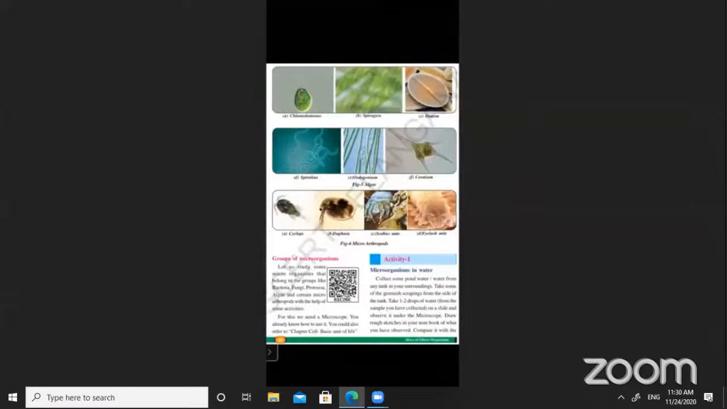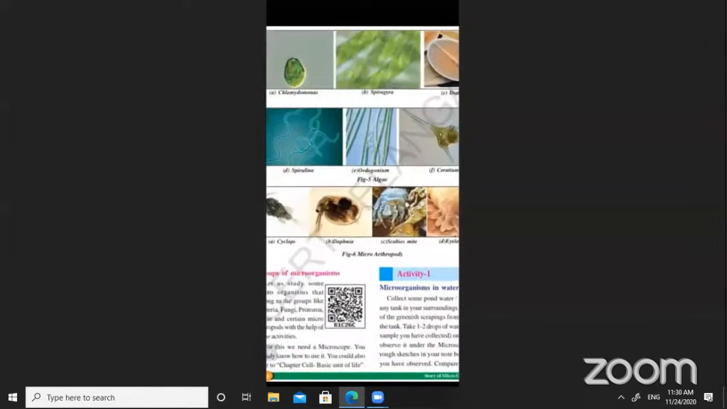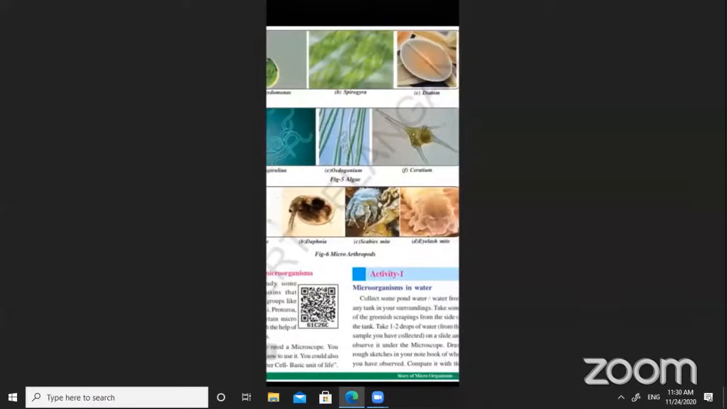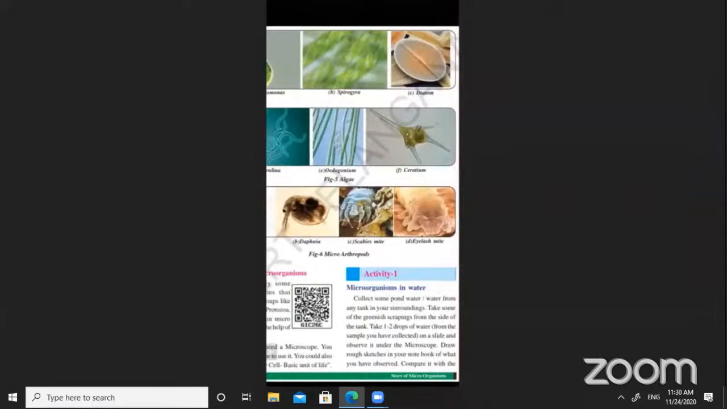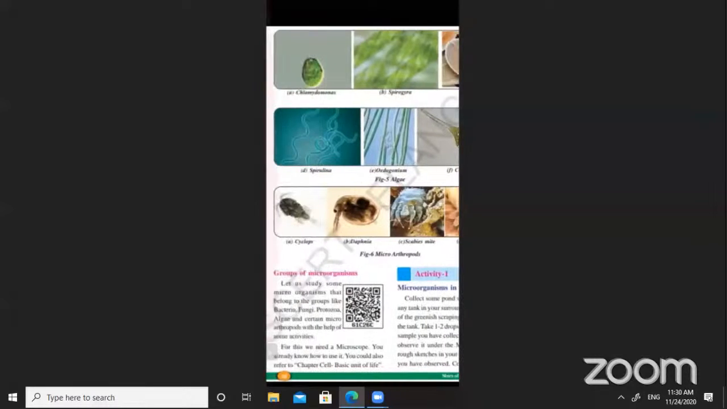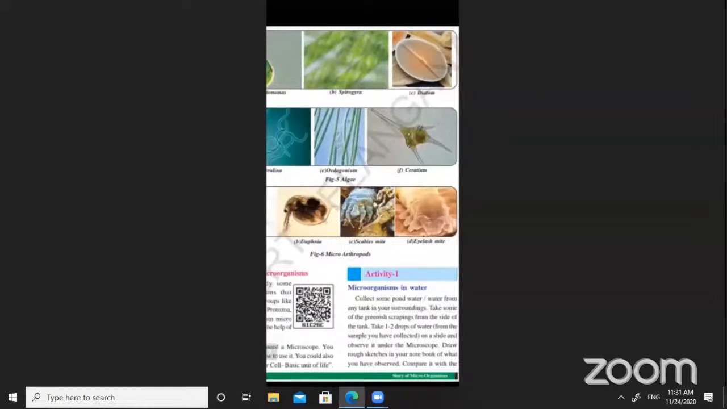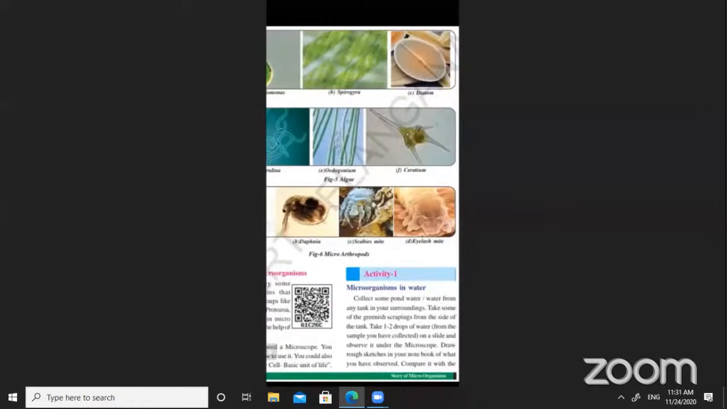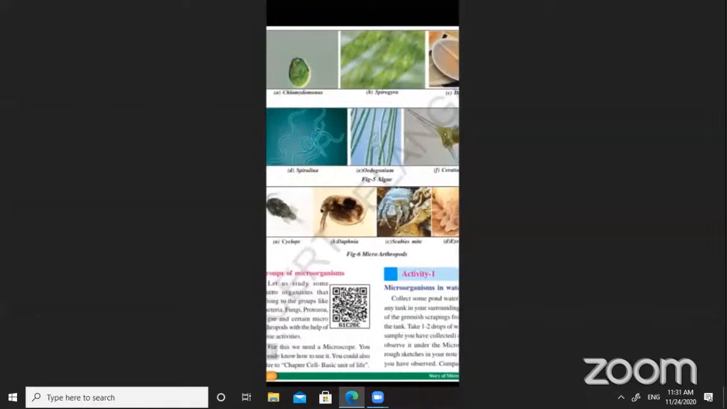Next, coming to algae, chlamydomonas is also very important for drawing diagrams. Chlamydomonas. They all come under algae. Next, Spirogyra. Next, C, diatom. Next, D is spirulina. Next, E, Oedogonium. Please observe carefully, all of you. Figure number 5, E, Oedogonium. Next, figure F, Serratium. These all come under algae.